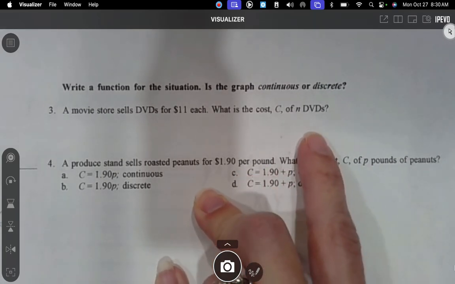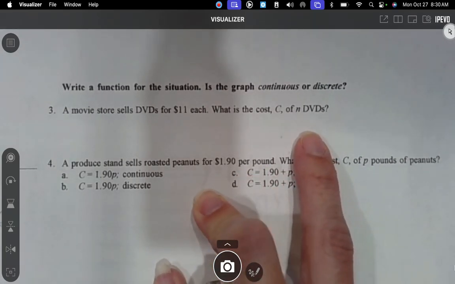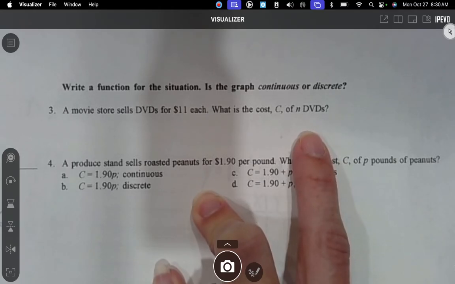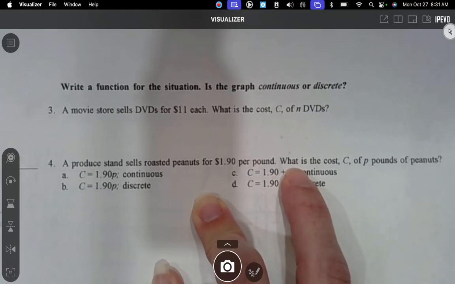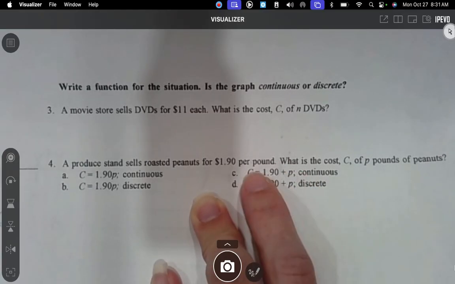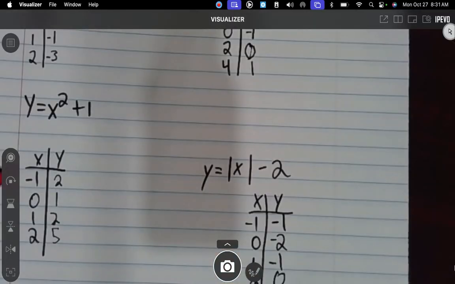And then you're going to say if it's discrete or continuous. Can you buy pieces of it? That's what it means. Okay? This one's the same thing. It talks about roasted peanuts per pound. Can you buy half a pound? That's what you're asking. Remember, continuous, you can buy pieces. Discrete, you cannot buy a piece of, like a record, if you were talking about records.